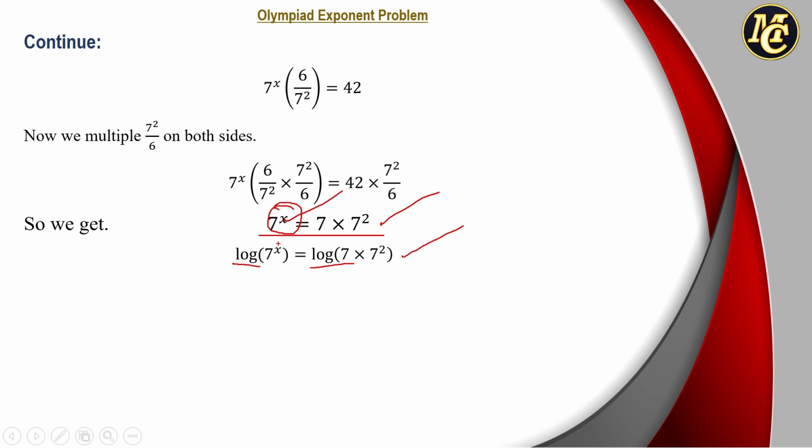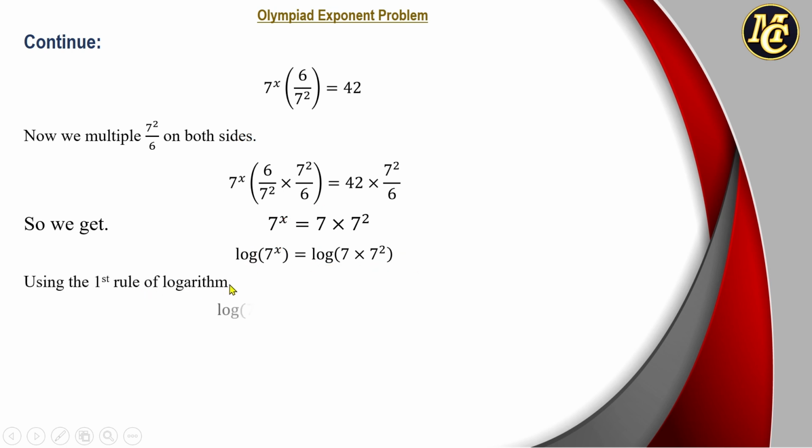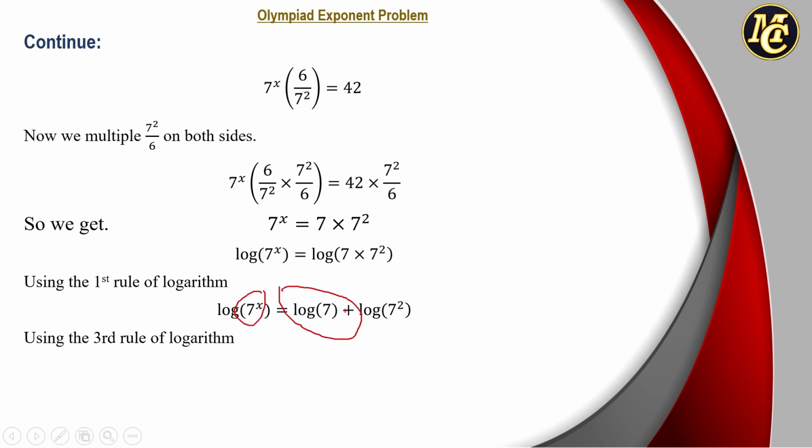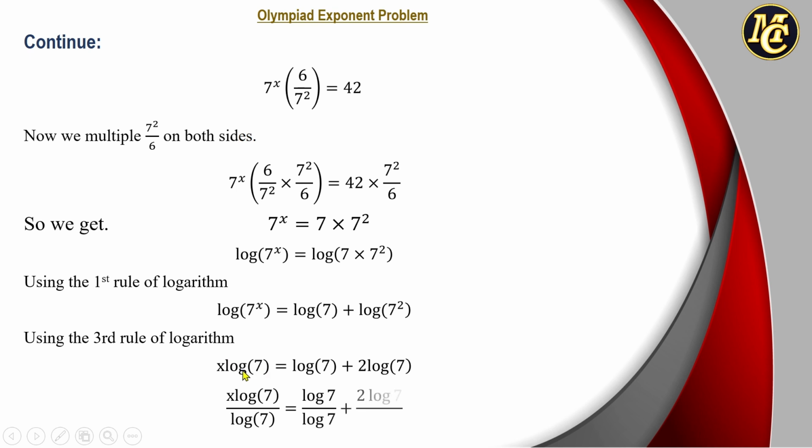Log 7^x is equal to log of 7 × 7^2. Using the first rule of logarithm, the operation between the terms changes. This implies that log 7^x is equal to log 7 plus log 7^2. Similarly, again we use the third rule of logarithm, the power comes to the front. x log 7 is equal to log 7 plus 2 log 7.